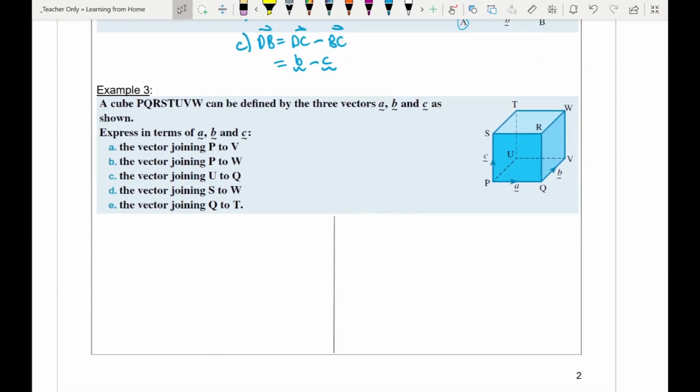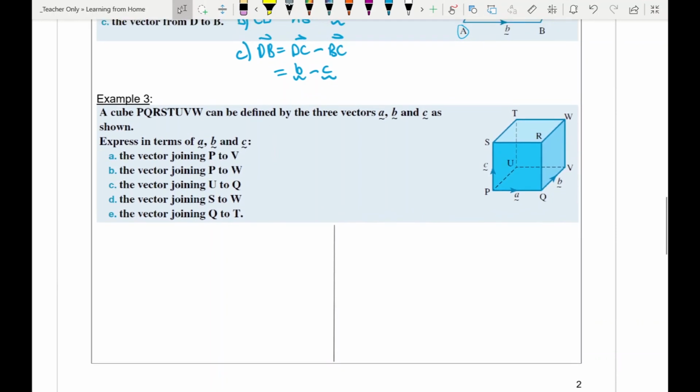So now we take that idea with the parallelogram and we apply it to a cube. So the cube PQRSTUVW can be defined by the three vectors A, B, and C. In terms of A, B, and C, find the vector joining P to V. So going from P to V, we can see we follow the path A and we follow the path B. So P to V is equal to A plus B.